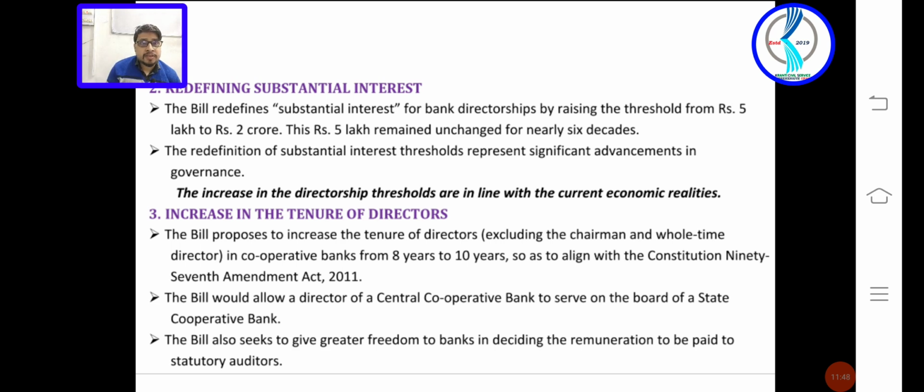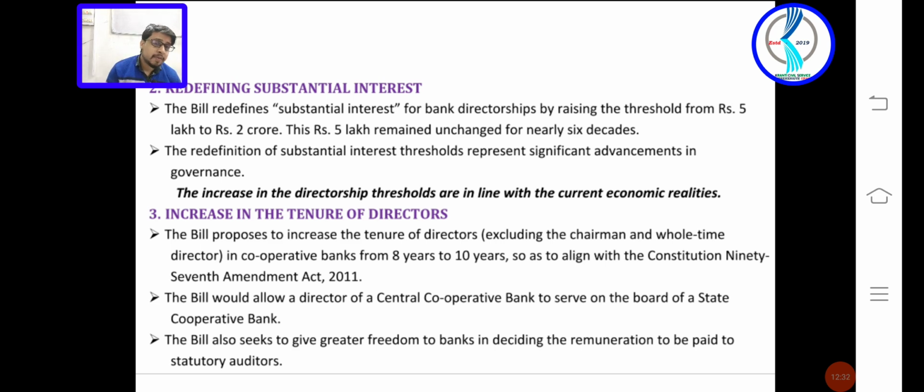The redefinition of the substantial interest threshold represents a significant advance, because now the thing is very changed. Having 5 lakh in any account is not a big deal nowadays. Even middle class people have 5 lakh or 10 lakh rupees in one account. So the increase in the directorship threshold is in line with the current economic realities. Fine. So this is a second very, very important step. It increases the threshold from 5 lakh to 2 crore. For those who want to become directors, they should not hold money above 2 crore rupees. It must be below 2 crore rupees.